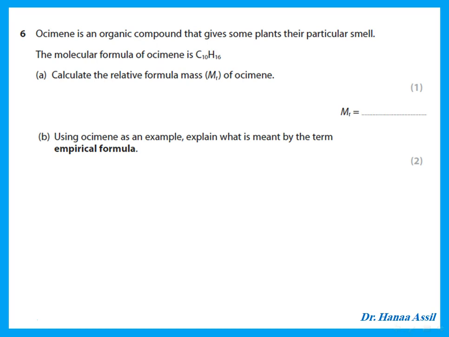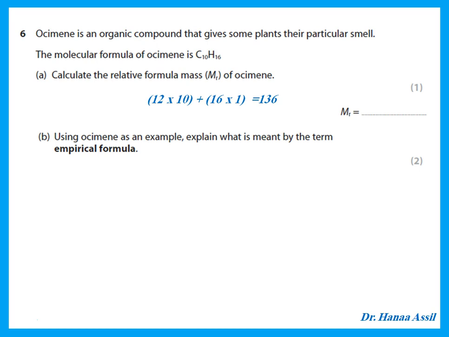Ocimene is an organic compound that gives some plants their particular smell. The molecular formula of ocimene is C10H16. Calculate the relative formula mass of ocimene. How do we calculate relative formula mass? It is the mass number of each one times how many we have.